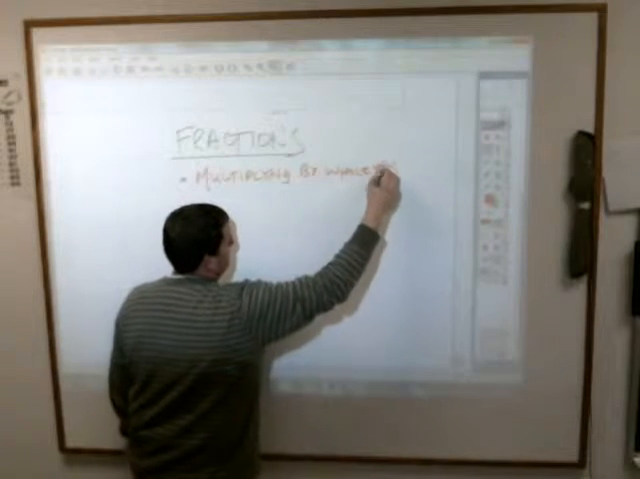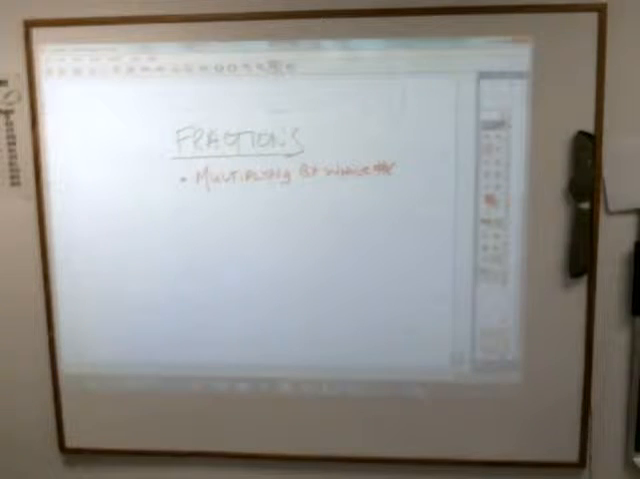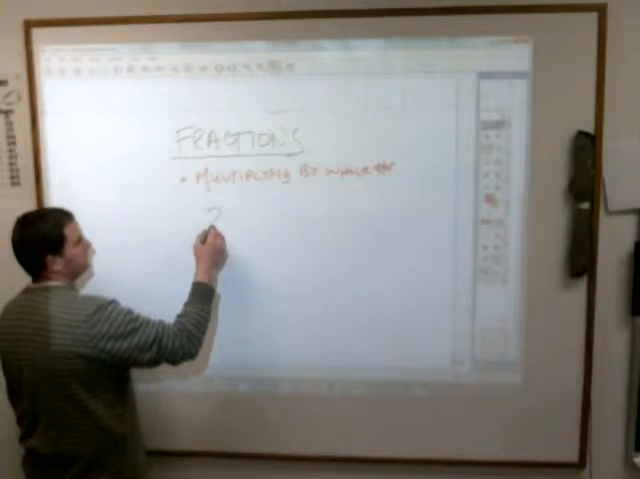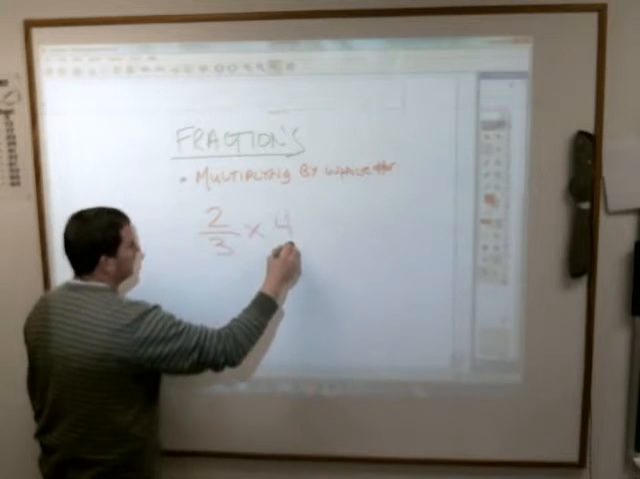And this is really something pretty simple here, but fractions multiplying by whole numbers. Let me show you the example. For example, if you have 2/3 of 4, 2/3 times 4.